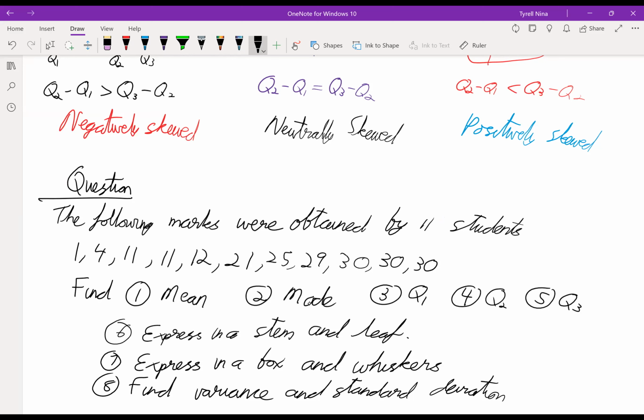The following marks were obtained by 11 students. Find the mean, mode, Q1, Q2, Q3. Express it in a stem and leaf diagram and a box and whiskers plot, and find the variance and standard deviation.